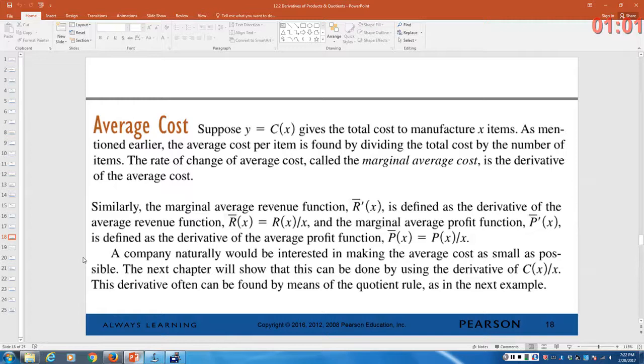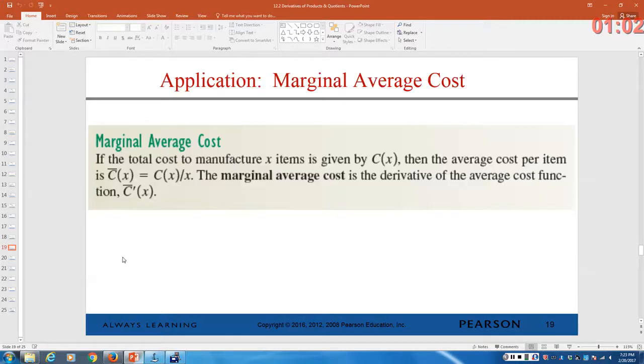And if you think about it, a company's going to be interested in making the average cost as small as possible, because if you make your average cost as small as possible, then hopefully that leaves you with more money. You want to spend less per item and still be able to charge a good price. So you're going to want to minimize that average cost. And we can usually use the quotient rule to find this derivative, although it is possible you could use the product rule and just make your x in the bottom have a -1 power.